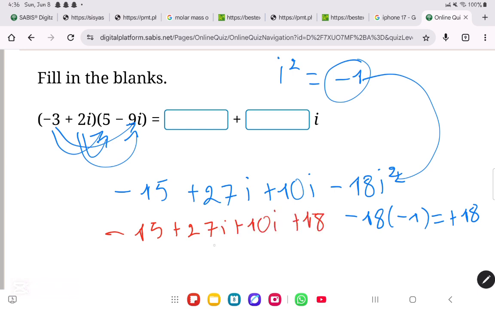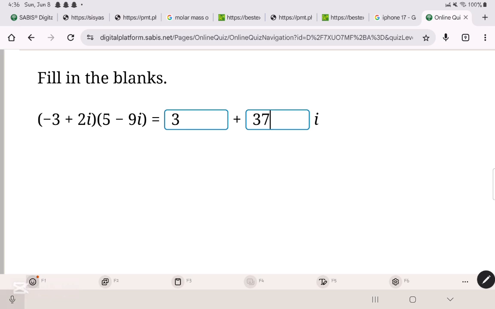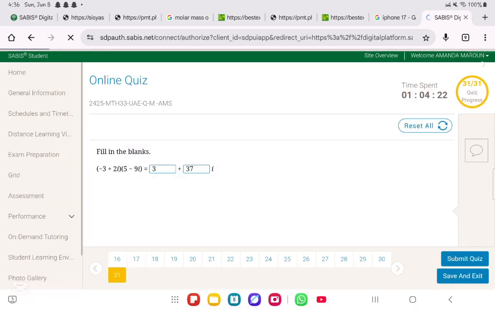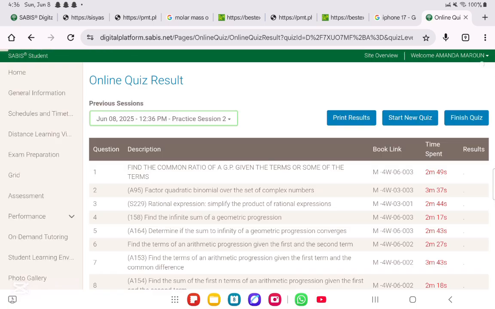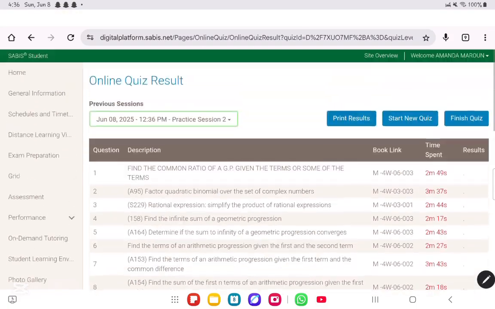After simplifying, it's going to be 3 plus 37i. So 3 plus 37i. Let us submit, and I'm praying because I've been almost an hour here. We don't have any mistakes, and perfect. Thank God we do not have any mistakes. 80 minutes, that's crazy.